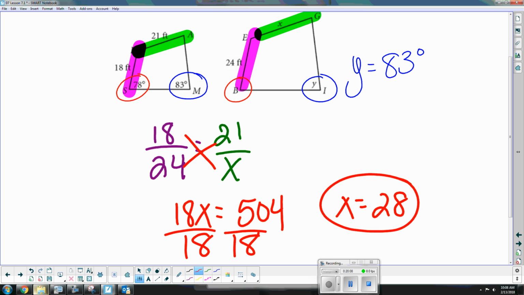So if you are trying to show that polygons are similar, you have to show their sides are proportionate. If you know they're similar, then you know their sides are proportional, so you can solve for any missing pieces.